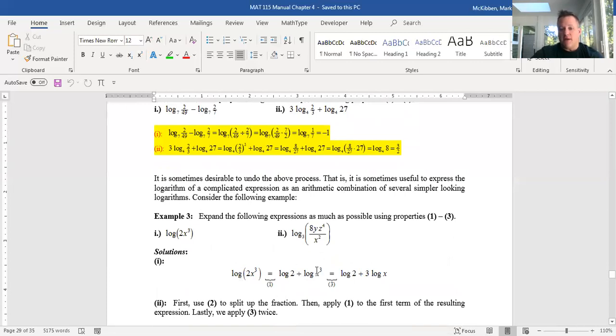And then further, I have a log of a power here. I can bring that power down in front as a multiple, as I did here. So I can rewrite this somewhat complicated expression as a sum of 2 very simple ones.